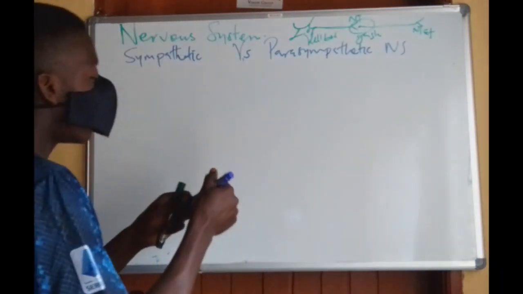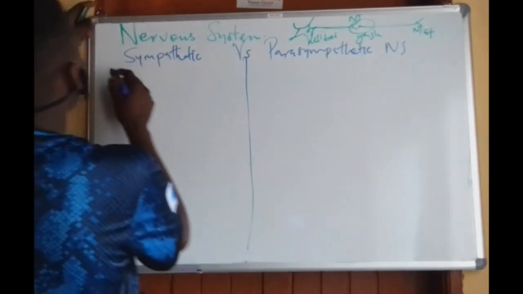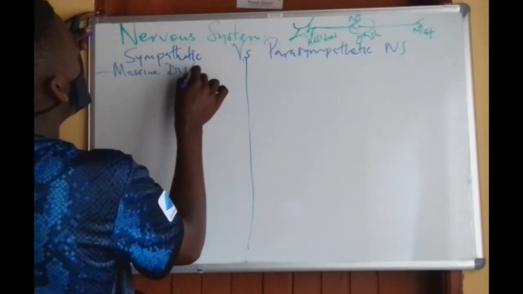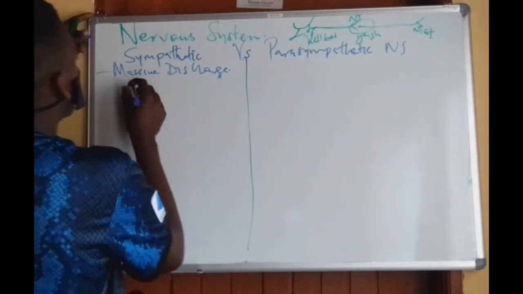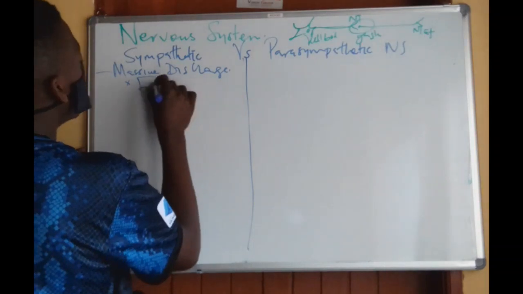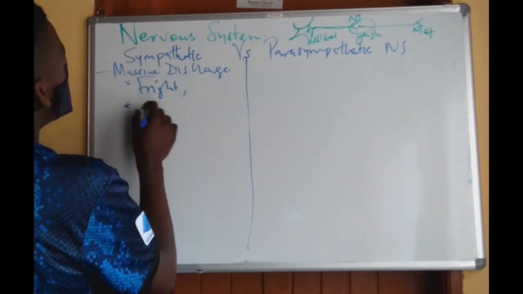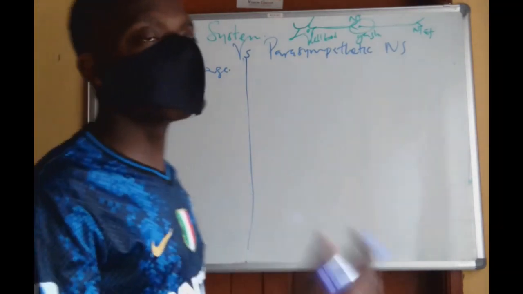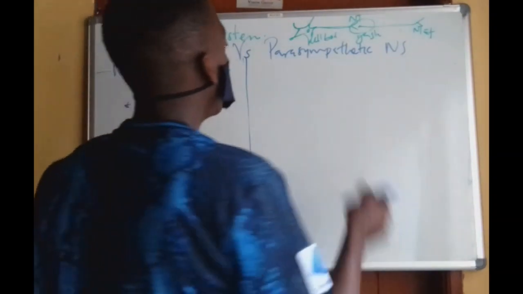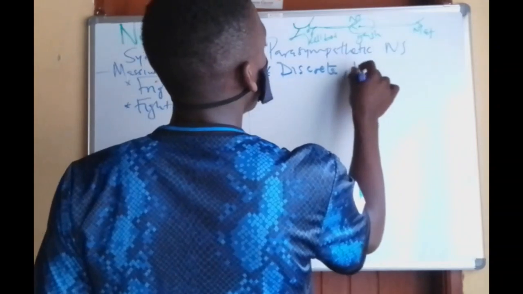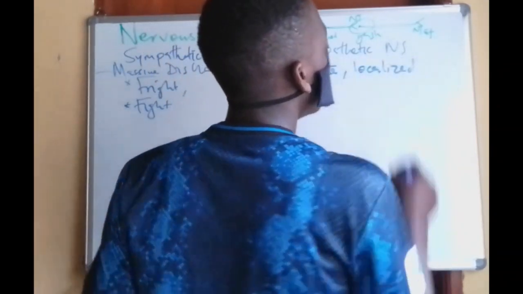What is the importance of this massive discharge? The importance of this discharge is just simple. One, it will help in the fright. Yes, it will also help in the fight, the flight and fight response. Whereas the parasympathetic is discrete, to help in these things. Discrete or localized, you can say localized to an organ or system.